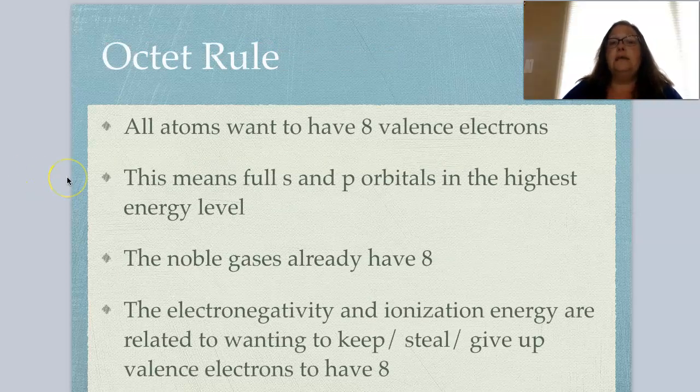We've also talked about the octet rule and how all atoms want to have 8 valence electrons, which means they want to have all of the electrons in their s orbital and all of the electrons in their p orbitals in the outermost ring. Noble gases, which are the ones at the very end starting with the helium column, already have 8. So everybody else's whole goal in life is to either hold on to electrons, steal electrons, or give electrons, whatever they have to do to have 8, just like the noble gases. It's their electronegativity and their ionization energy that predict that.